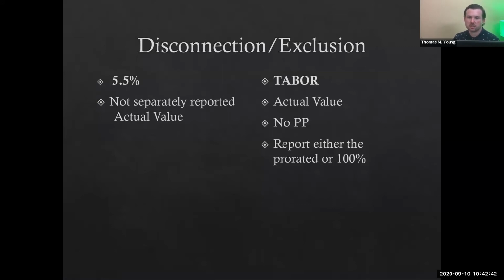Disconnections or exclusions. So for some boundary change, the values of those properties are not separately reported in the 5.5%. In TABOR, because that's going to be seen as an addition to or a deletion from the tax roll, we are going to capture the actual value of all of the real property and no personal property.